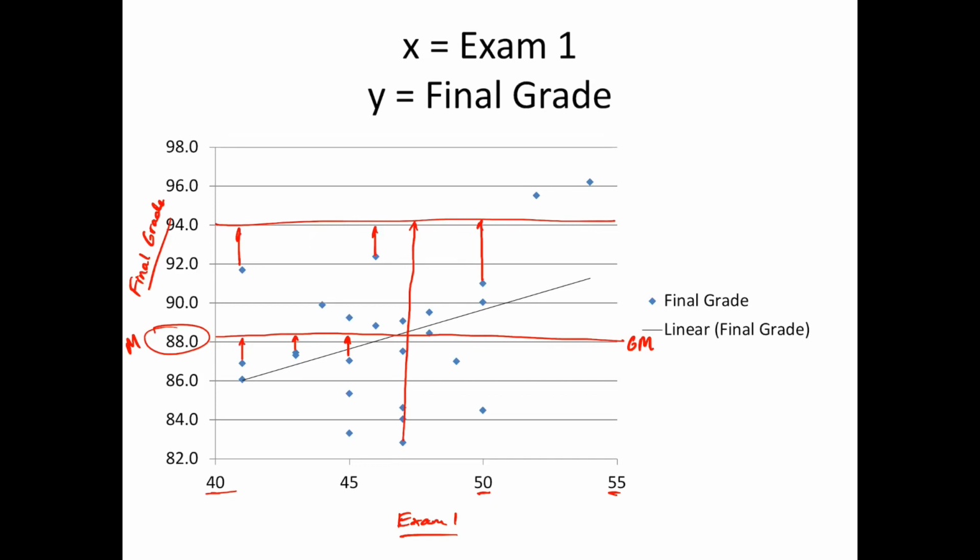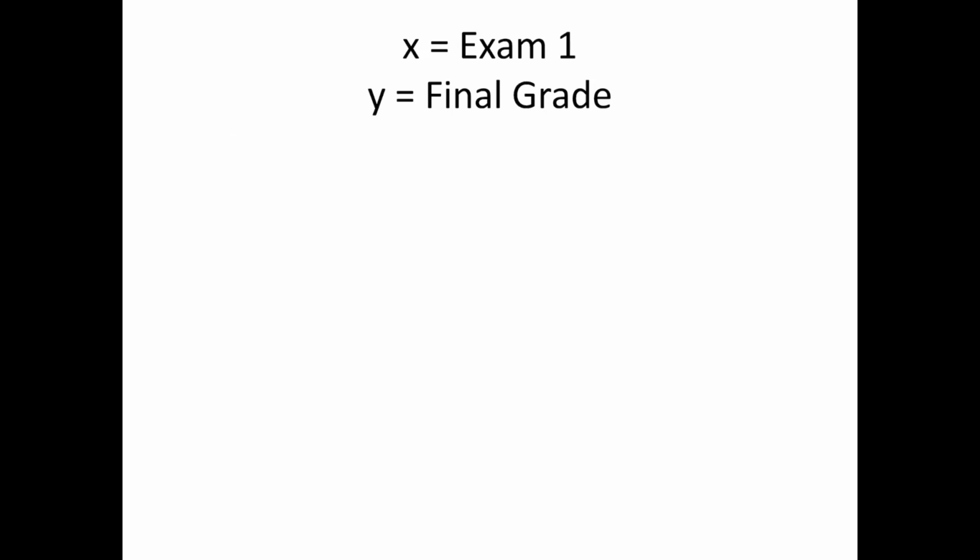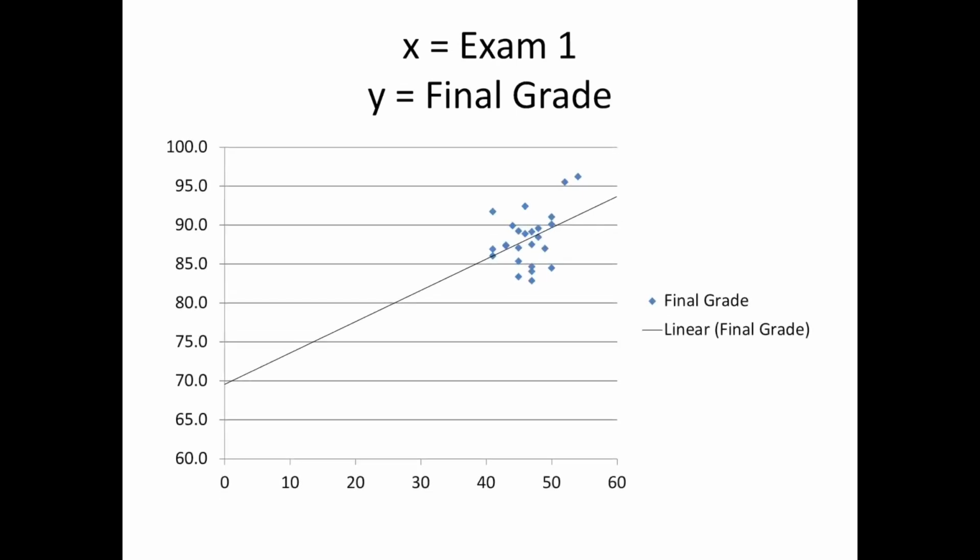But if we happen to know their grade on exam 1, we can use the regression line. So let's take a look and see what this actually looks like. So, for example, it would appear that if an individual were to score a 10 on their first exam, they would receive approximately a 73% in the course.